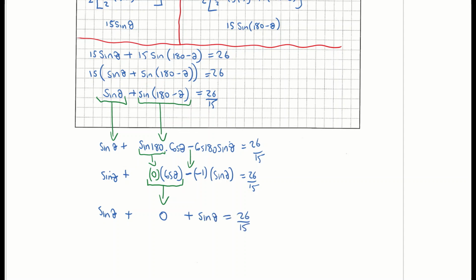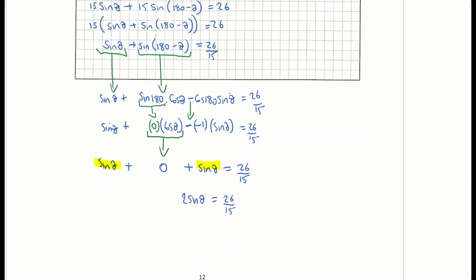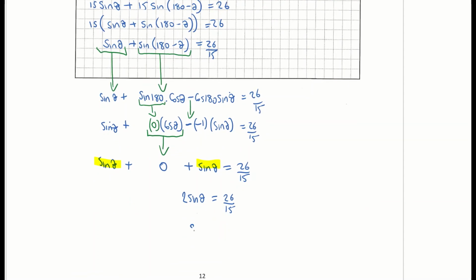So you can see here, it's really starting to tidy up a little bit. I can group these. I have a sine theta plus a sine theta, which gives me 2 sine theta equals 26 over 15. To get sine theta on its own, I just divide across by 2. So sine theta is equal to 26 over 15 divided by 2, which would give me 13 over 15.